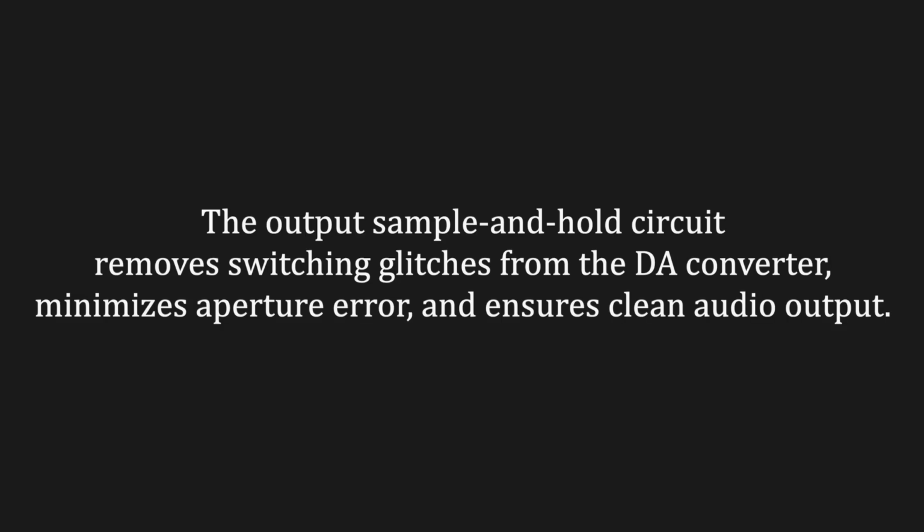Overall, the output sample and hold circuit removes switching glitches from the DA converter, minimizes aperture error, and ensures clean audio output. Some modern DA converters are designed to prevent glitches internally, making a separate sample and hold circuit unnecessary. In others, the sample and hold function is built directly into the converter chip, while aperture correction is handled digitally.